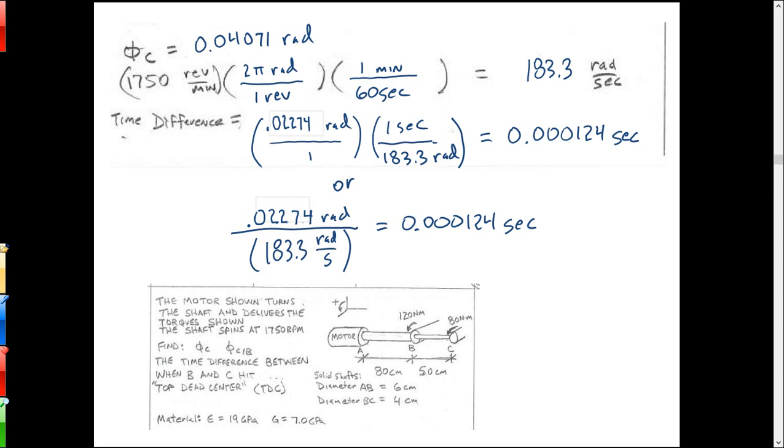It's not going to be much, but it's going to be lagging, 0.02274 radians. Also, if we look at it in a sense of time, it'll be 0.000124 seconds. So it's going to be late by 0.000124, basically. Okay. I'm not saying we're doing anything specifically here, and I don't know how to evaluate that, but that's just what's going on with that.